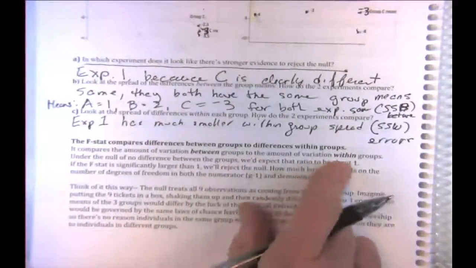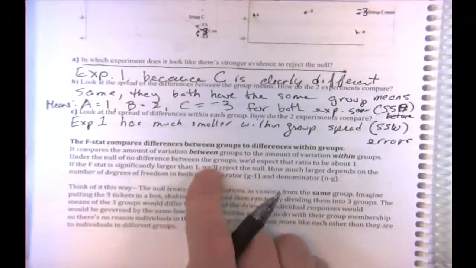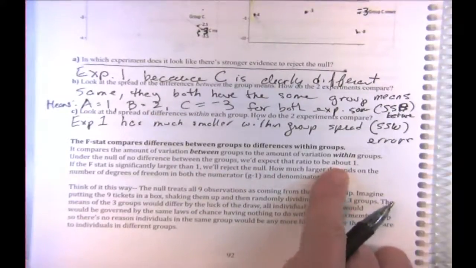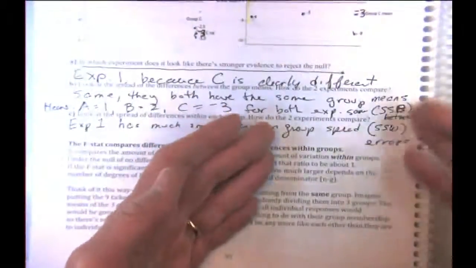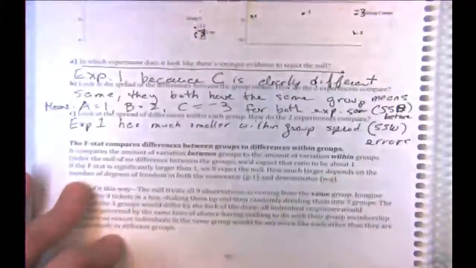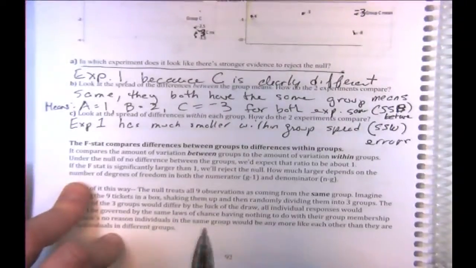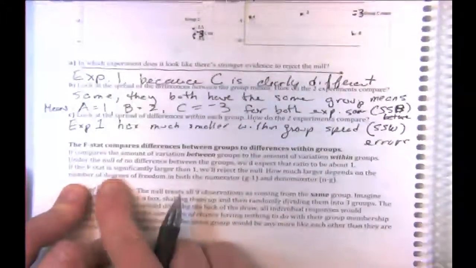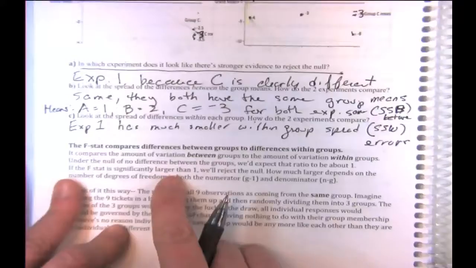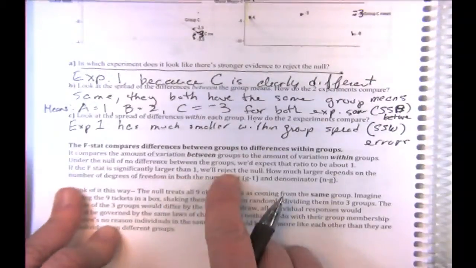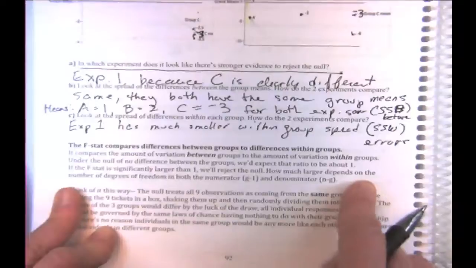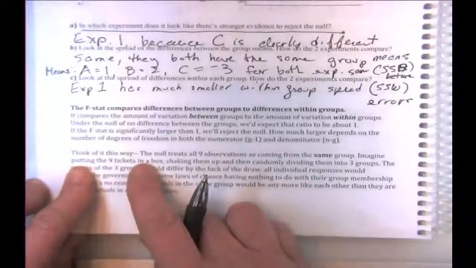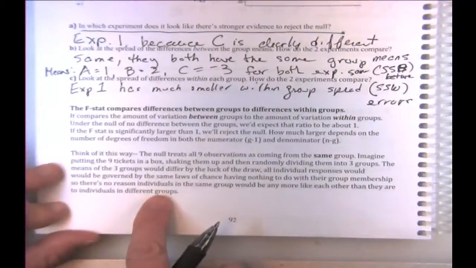Under the null of no difference between the groups, we'd expect that ratio to be about 1, right? Because if the model didn't work any better than the error, we'd expect them to be the same after you weight them by their degrees of freedom, by how many points there are, how many groups there are. If the F stat is significantly larger than 1, then we'll reject the null. How much larger depends on the degrees of freedom for both the numerator and the denominator. All right, think of it this way. So that's what F does.